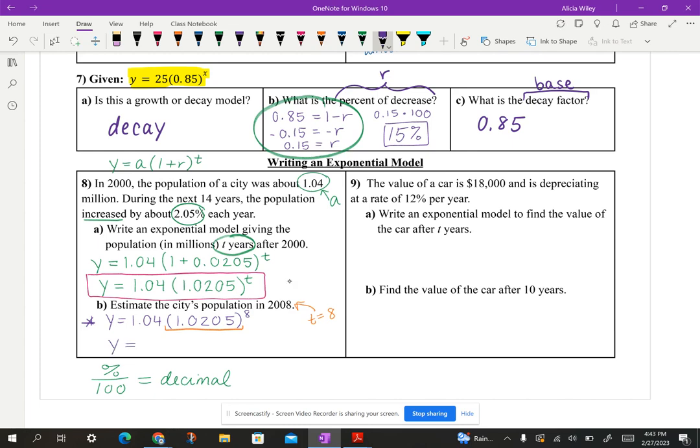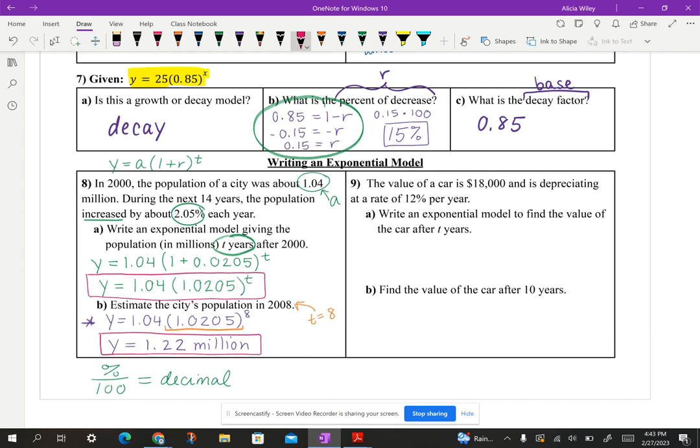So putting that into the calculator, you should have 1.22. I'll round it to 2 decimal places. Rounding it at the end of the problem is fine to do. And we need to label this, right? This is number of people. Is there 1.22 people? No, there's 1.22 million people in our population. So the answer to this problem is 1.22 million.